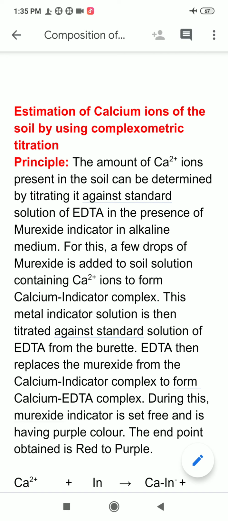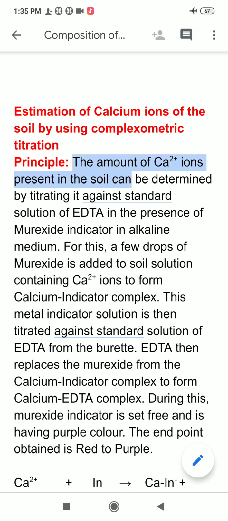Good afternoon, everybody. Our today's topic is estimation of calcium ions of the soil by using complexometric titration. So, first of all, I'm discussing the principle of estimation of calcium ions in the soil.